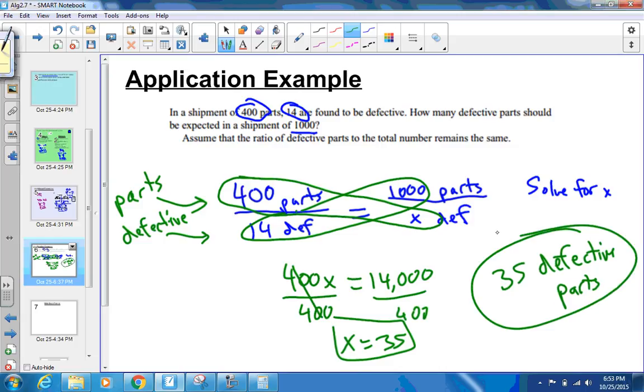All right, so that makes sense. Kind of as you get more parts, more will be defective. That's just how it goes. Okay, so this is our work with proportions.